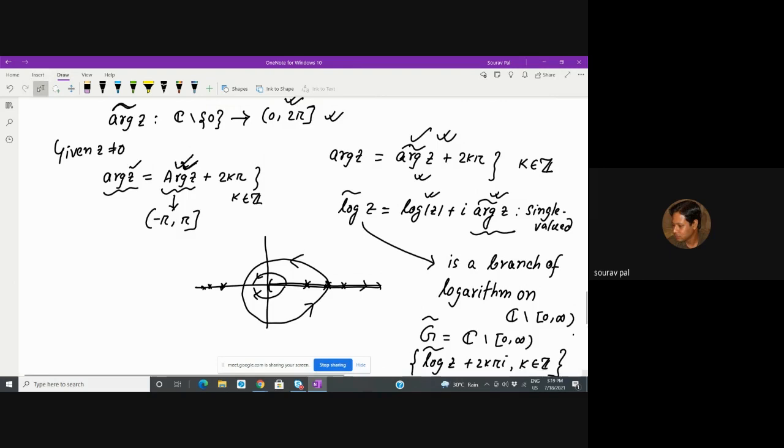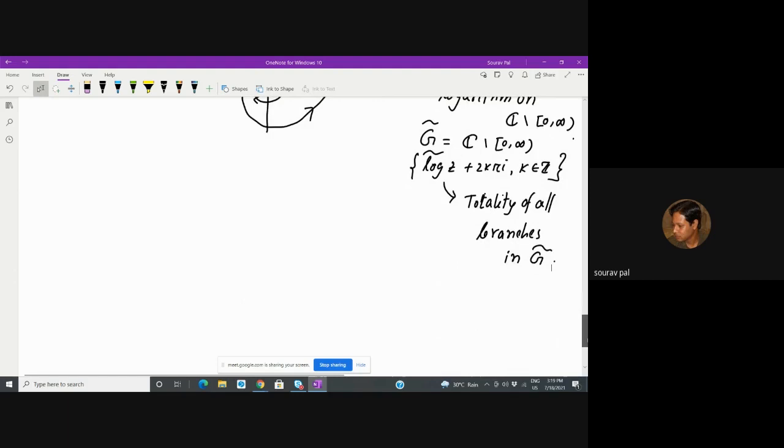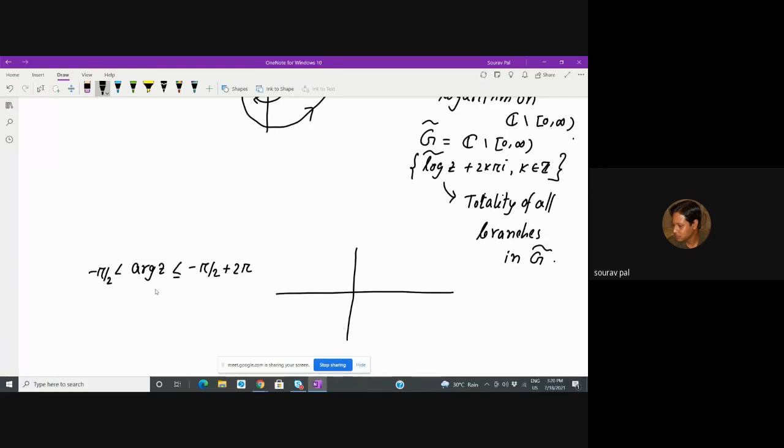Now the point is that if you remove any other half line, you have a branch of logarithm. For example, if you choose your argument to lie in between, say, minus pi by 2 and minus pi by 2 plus 2 pi, then which line will you remove? Can you please tell me? Negative imaginary. You have to remove a half line, right? So minus pi by 2, imaginary. You see the endpoints and try to locate it. This is minus pi by 2. So this is this guy, right? This half line, you will remove this half line, right? Yes, sir. Yes, you will remove this half line.